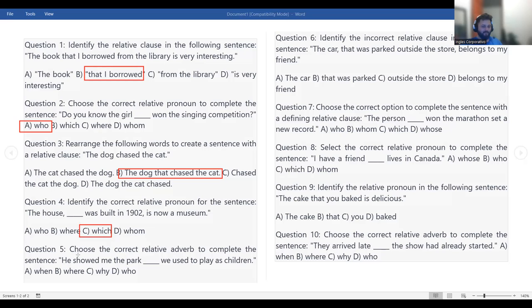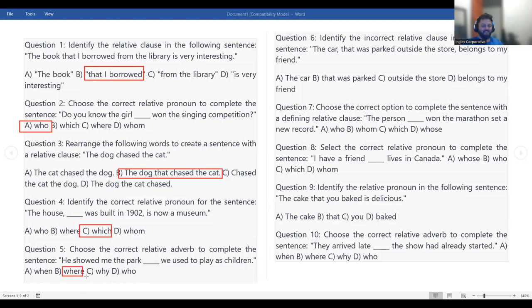Jamie Lopez, number 5. Choose the correct relative adverb to complete the sentence. If you did not complete this one, guys, it's okay because we have not seen relative adverbs. But what option did you choose here? We chose the B. He showed me the park where we used. That is correct, the answer is where. Thank you very much, Jamie.